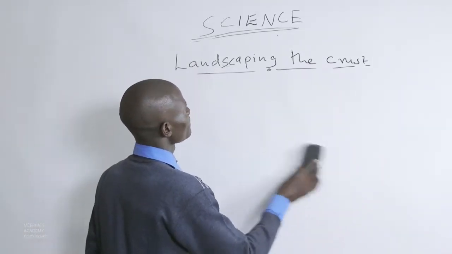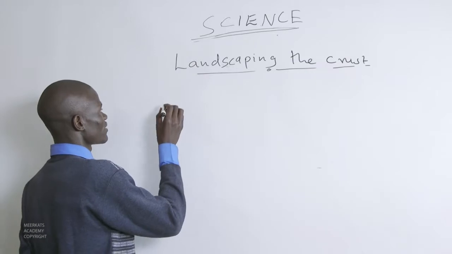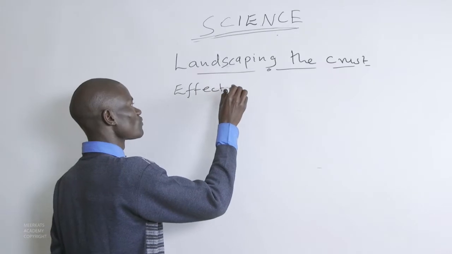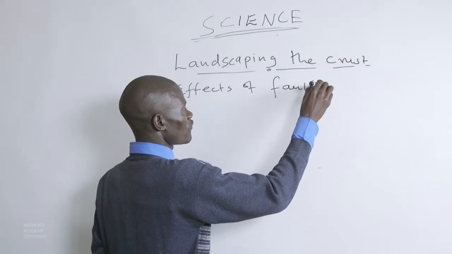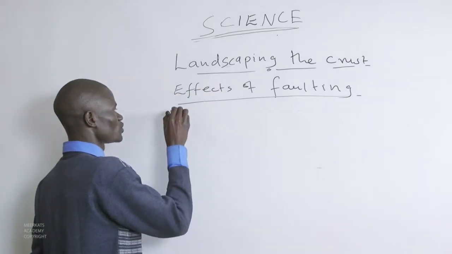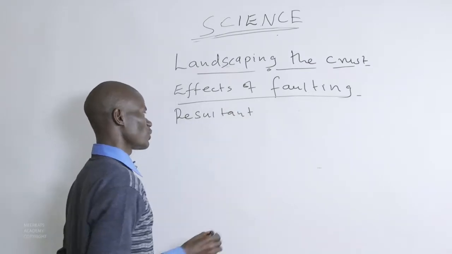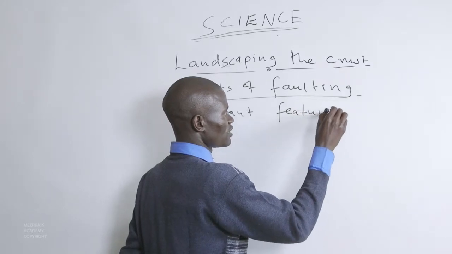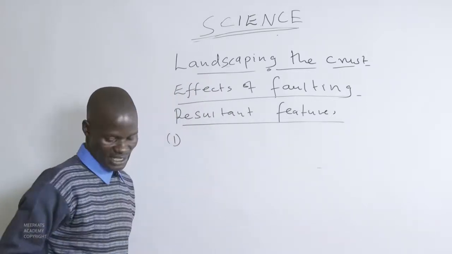What are the effects? That is what is now known as the landscaping of the crust, the effects or the resultant features of faulting. We can also outline it as the resultant features, because it may produce some features that are different when we view them, resulting in the formation of various features.